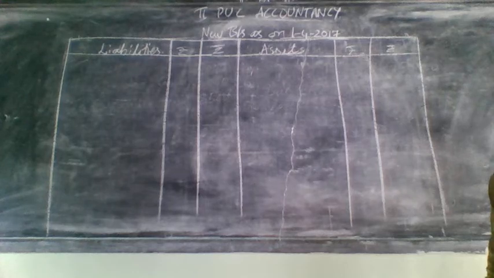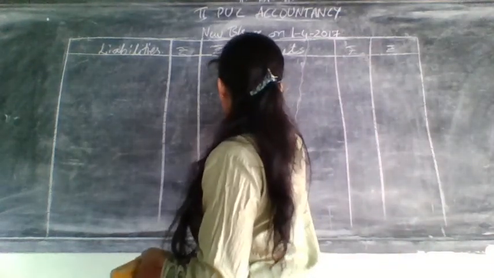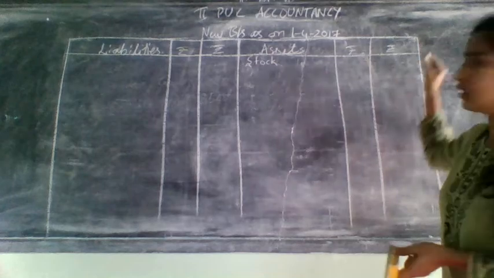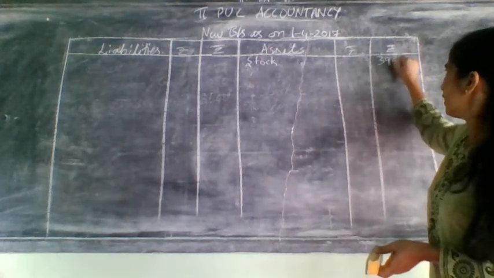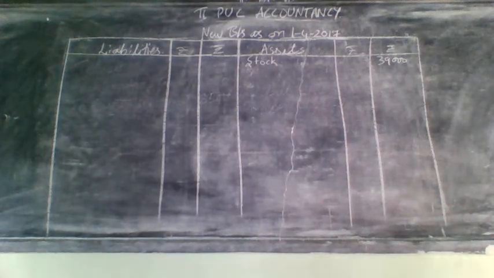After writing that, we'll start from which side now? Asset side. First one, stock. Stock, you are not having any adjustment. When there is no adjustment, write directly in the outer column of the asset side.